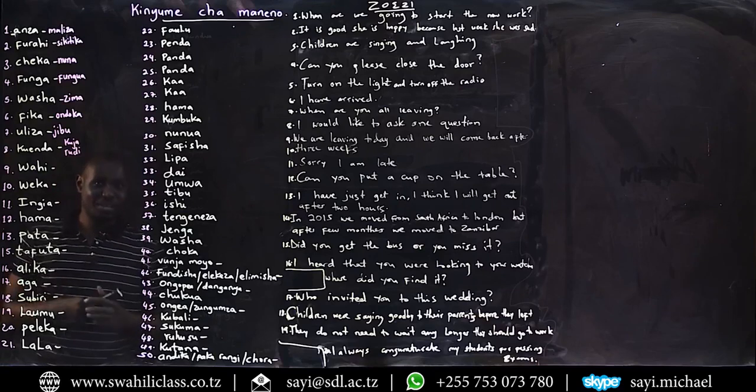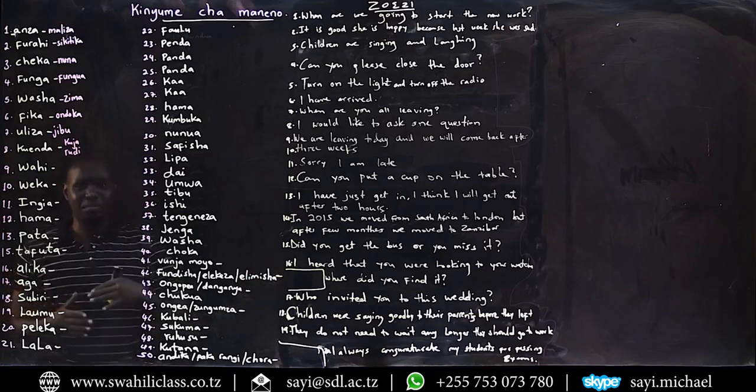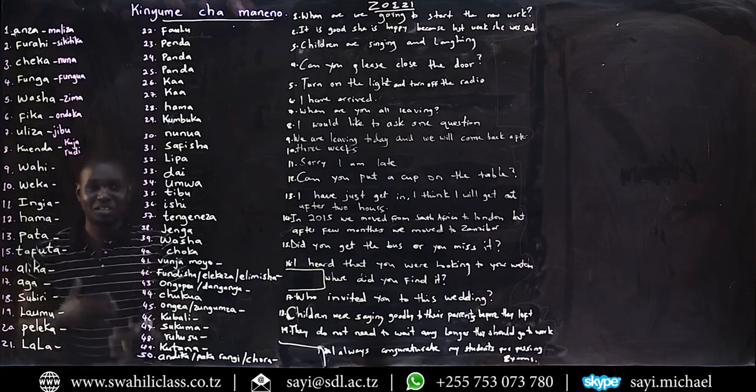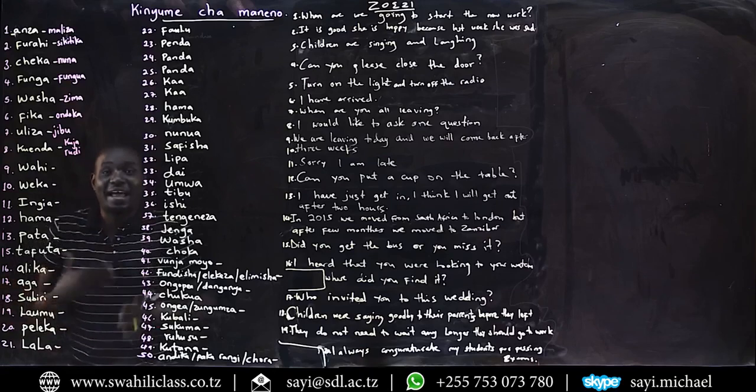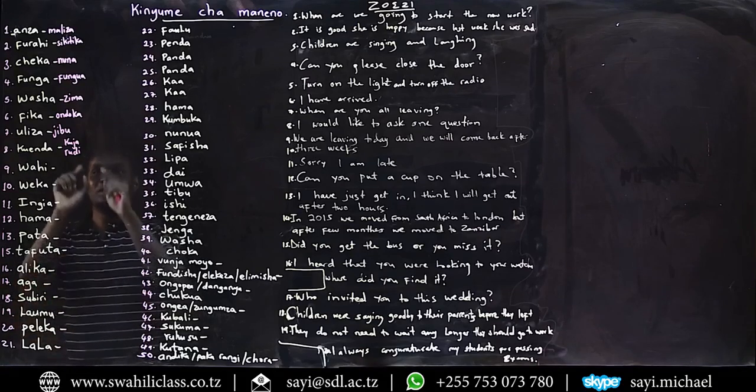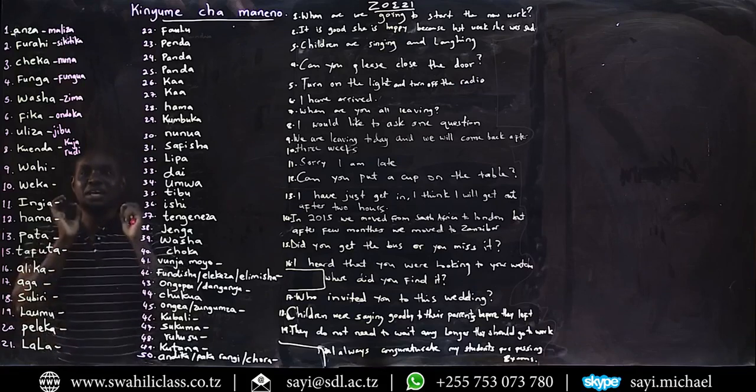Mine is Rudy, you go and you come back. Rudy is come back. Kuja, what is kuja? Tell me the meaning of kuja. Ninakuja, the meaning of ninakuja in Swahili is I am coming. Kuja is to come. Ninakuja, I am coming.